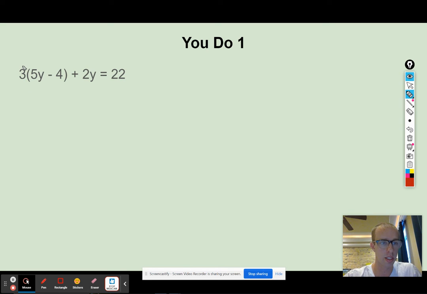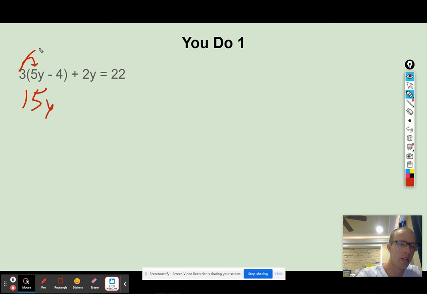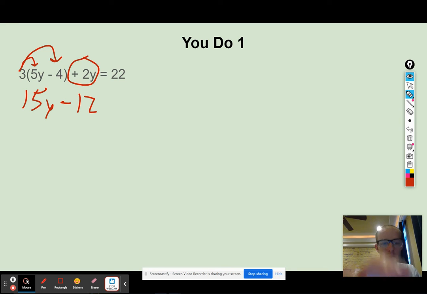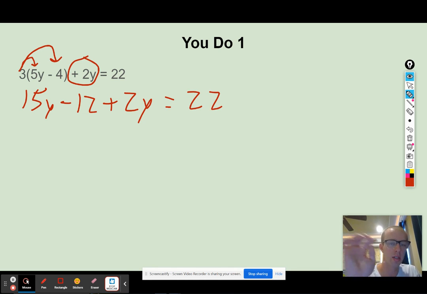Let's go over it quickly since it's you do. First step, I'm going to distribute. 3 times 5y is 15y. 3 times -4 is -12. This 2y right here, it's not inside the parentheses, so it just drops straight down, equals 22. Also drops straight down.